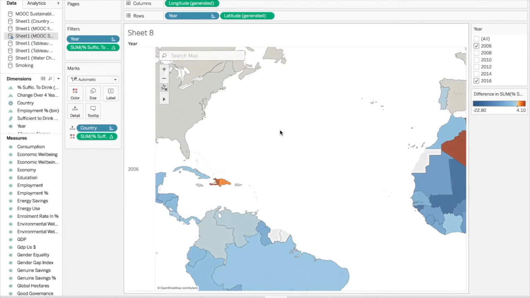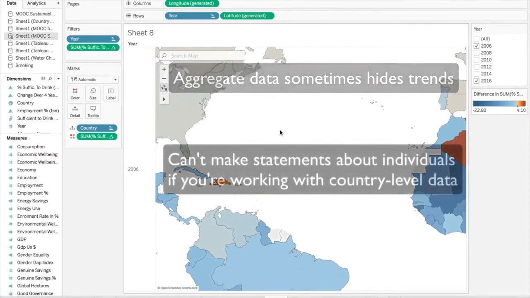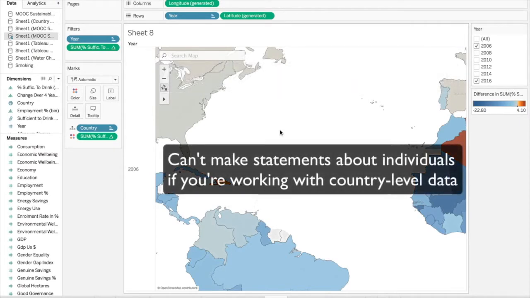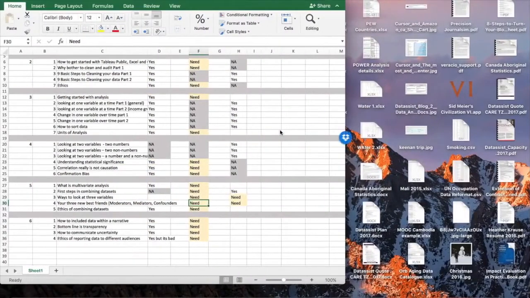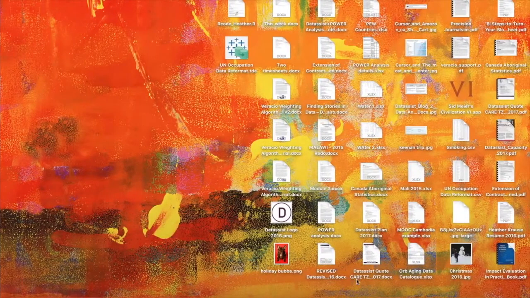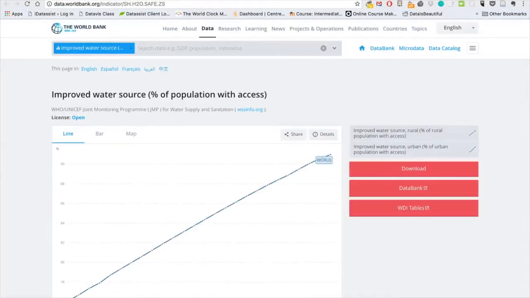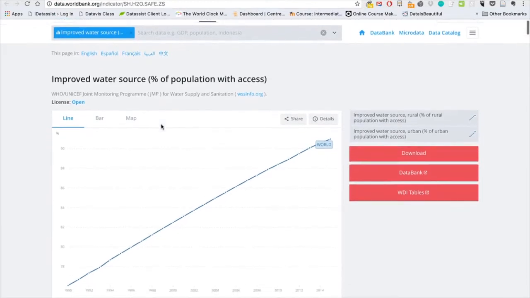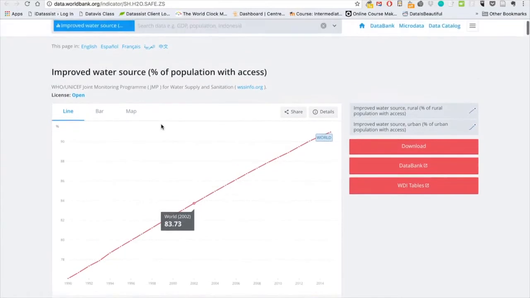However, we've discussed how aggregate data can hide trends and make things look different than they are on the ground. We can't make statements about individual people living in these countries based on aggregate country level data. For our story on water and inequality, we need to look at data that is within the countries. So we'll start looking for different places that might have data at the individual level within the countries we're interested in. Here's the World Bank.